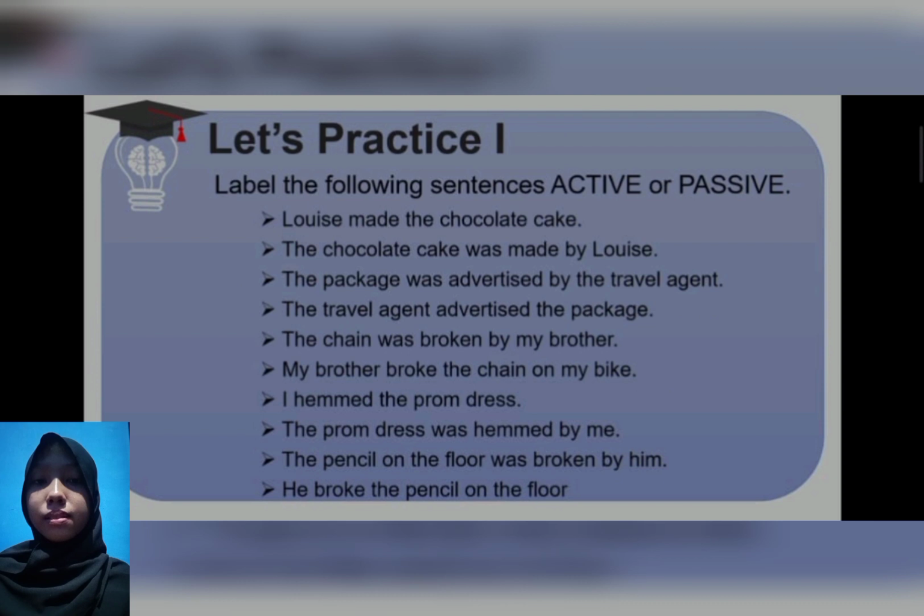And next, I want you to try to practice identifying active or passive sentences. Example number 1: Louis made the chocolate cake. Is it active or passive? The answer: the sentence is active because the sentence uses verb 2. And now you guys try to continue.